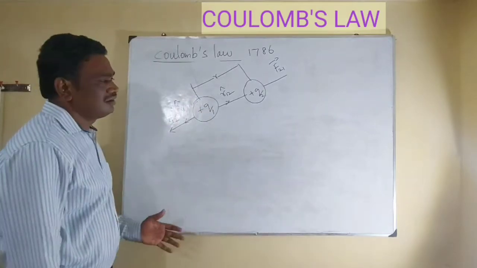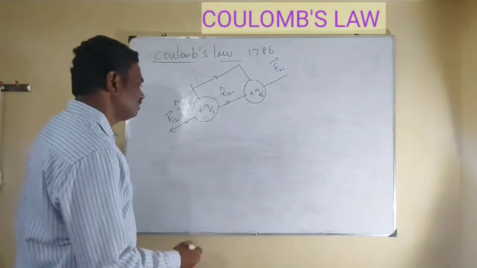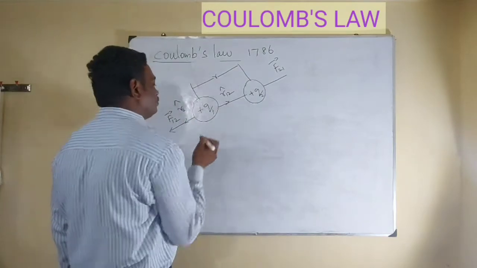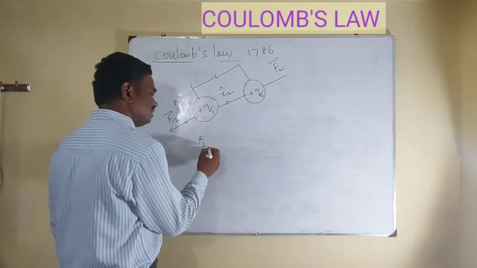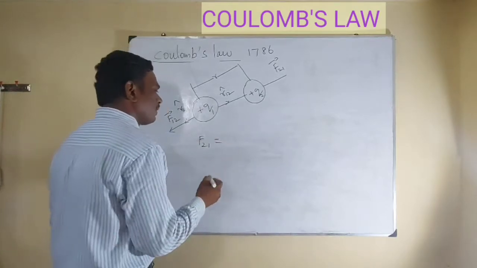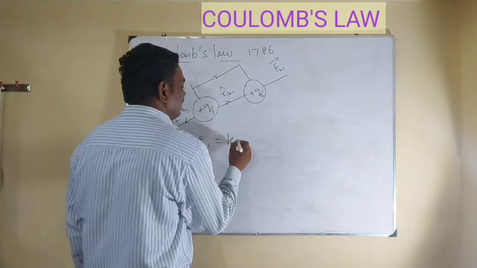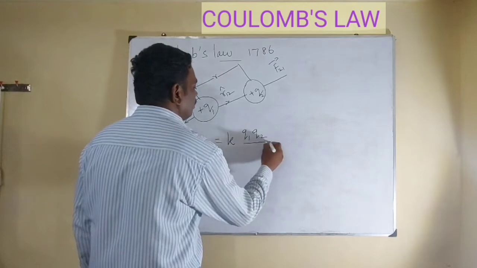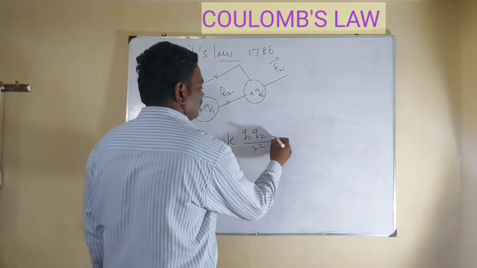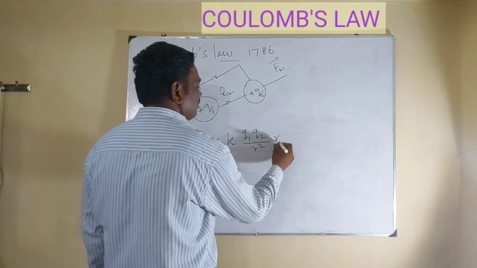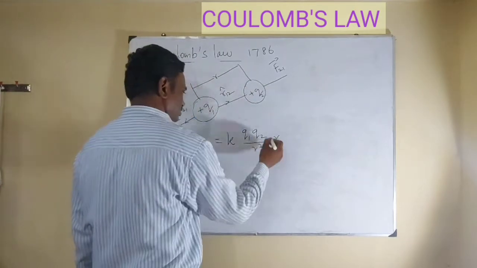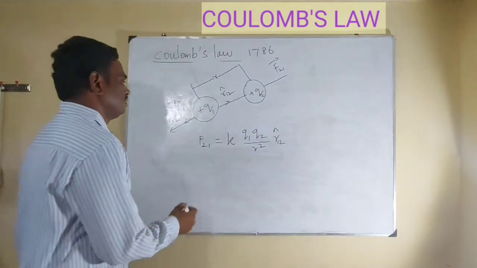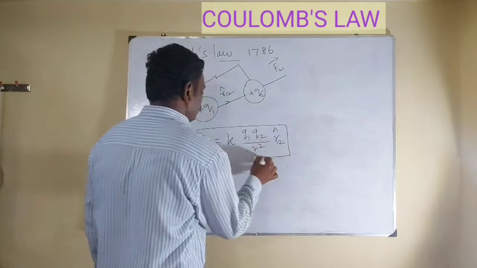Okay. So he deduced an expression for the force on the charge Q2, that we can write as F21 is equal to constant K Q1 Q2 by R square, and its unit vector is R12 cap. This is a general expression for Coulomb's law.